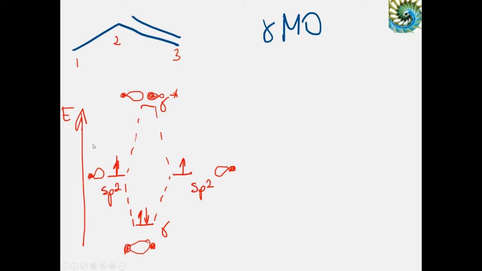Yes, Gunit? Yeah, so this is between carbon 2 and 3, the sigma bonds? This is between carbon 2 and 3. So this is carbon 2 and this is carbon 3. Yes, this is what I was saying earlier.